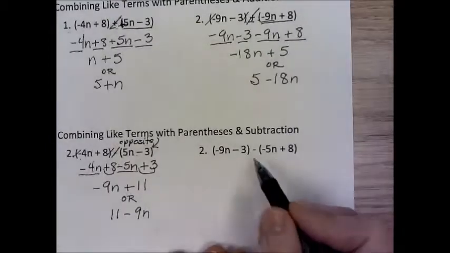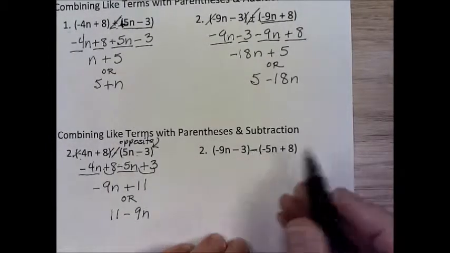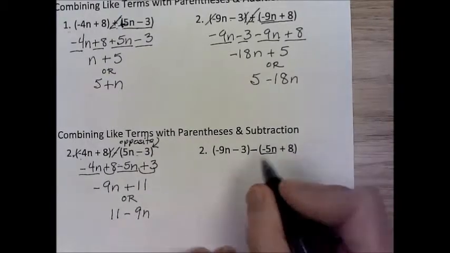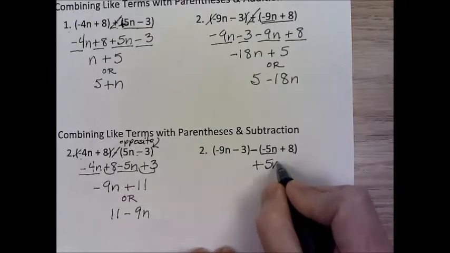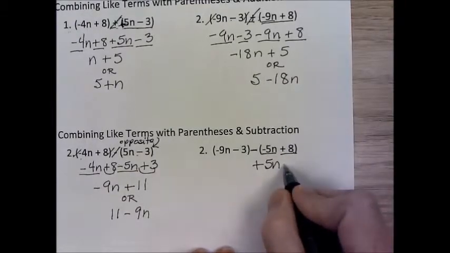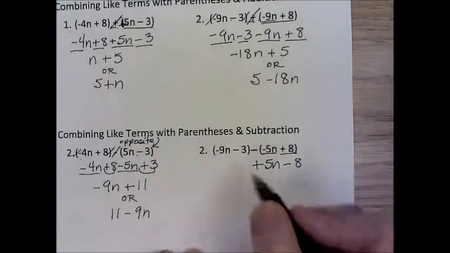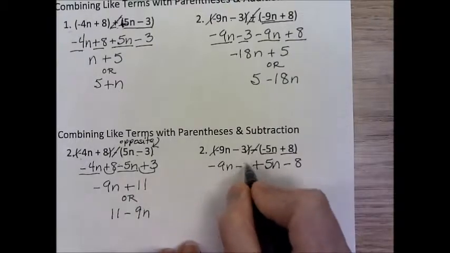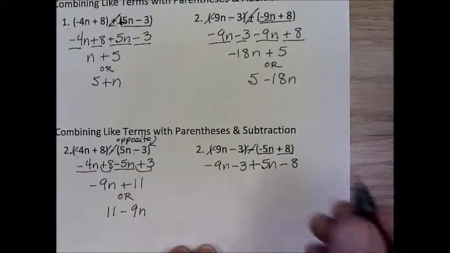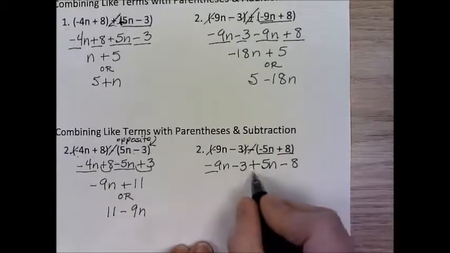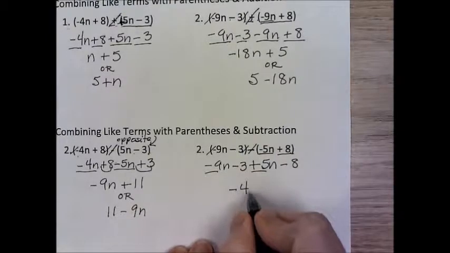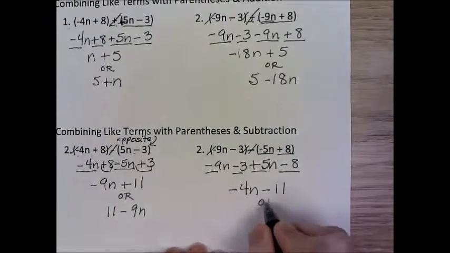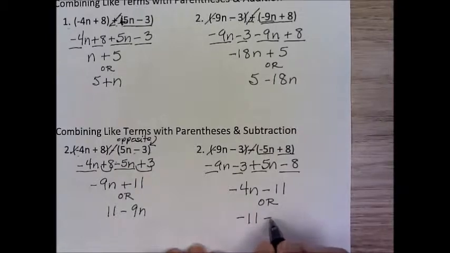Let's do one more. Again, we have subtraction here. So that means we're taking the opposite of these two terms. Since this is negative 5n, that means I would have plus 5n. Since this is plus 8, it now becomes minus 8. And then we drop. And we get rid of our parentheses, so negative 9 minus 3. All right. And now negative 9 plus 5 would be negative 4n. And negative 3 minus 8 would be negative 11. Or negative 11 minus 4n.